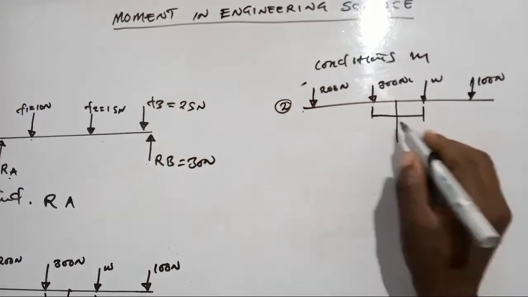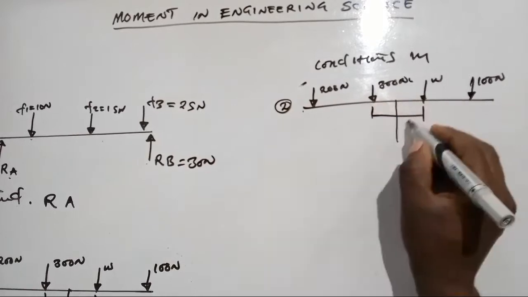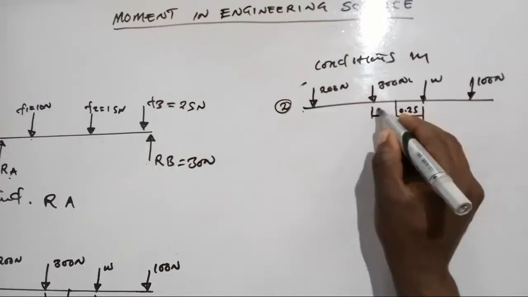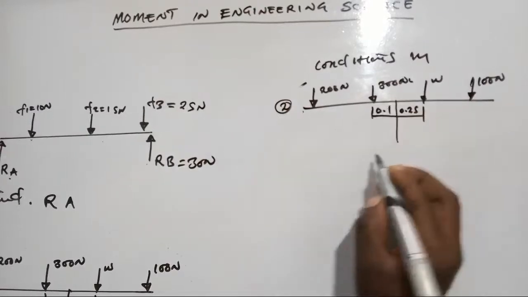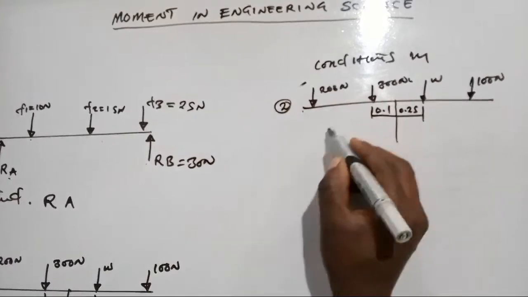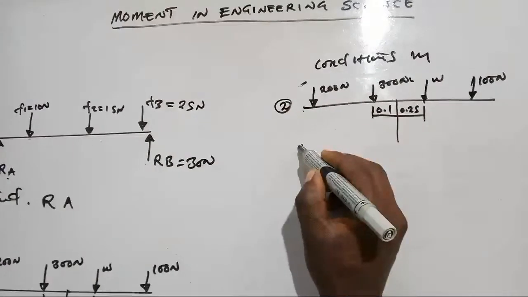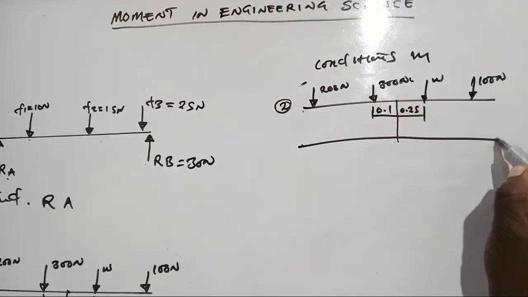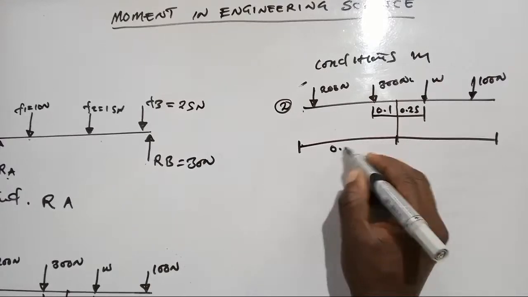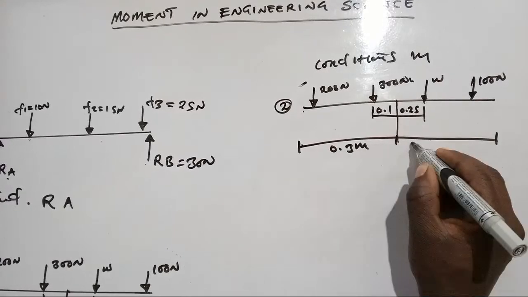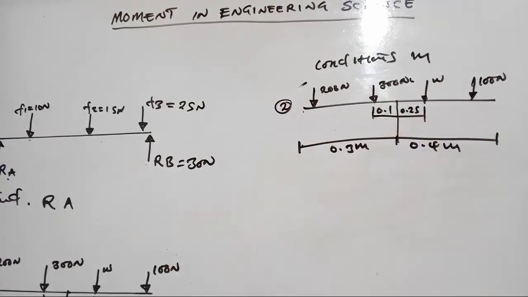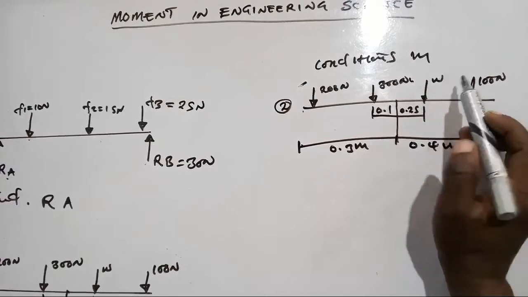It can be a pivot. So here we have 0.25 and here 0.1. Then the distance to which this beam is subjected, it is like this one. Here we have 0.3 meters. Here we have 0.4 meters. And we are asked to find this W which we're having here.